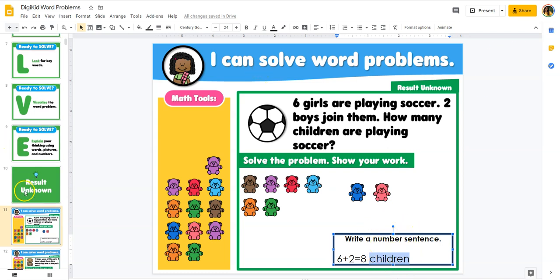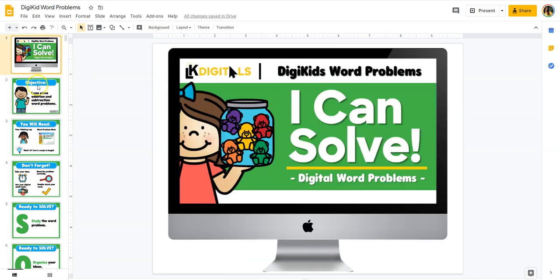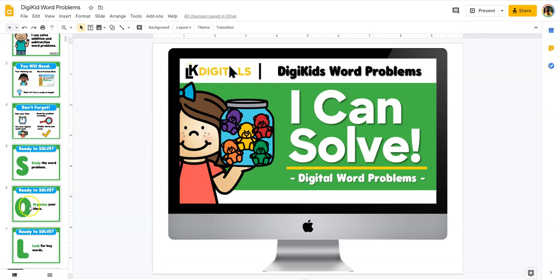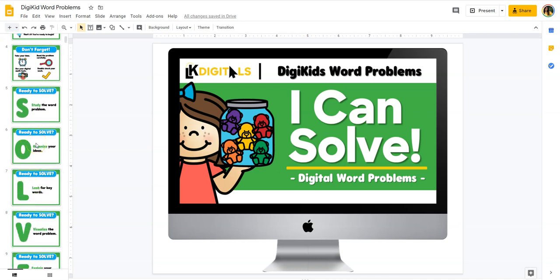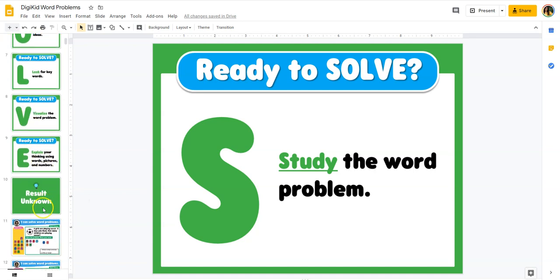All right, so that is what you're going to be doing independently today. You can go back to the very beginning and you can reread everything if you ever need to go back and just get a little more support. It's there at the top for you. Really use these strategies here, the SOLVE strategies, when you're working through your word problems.